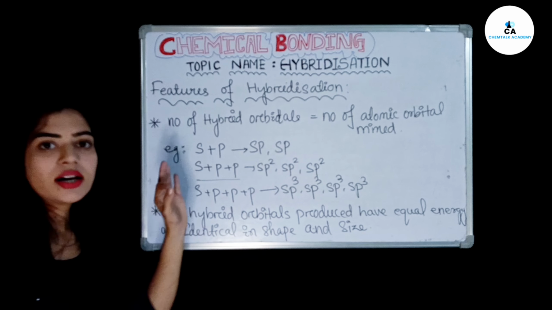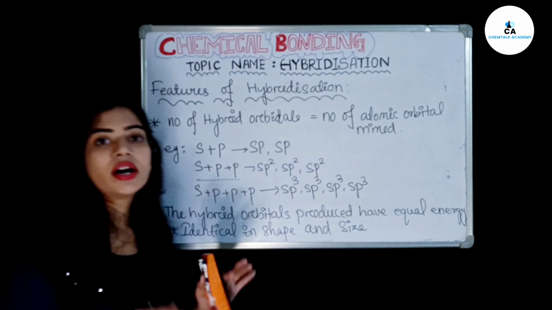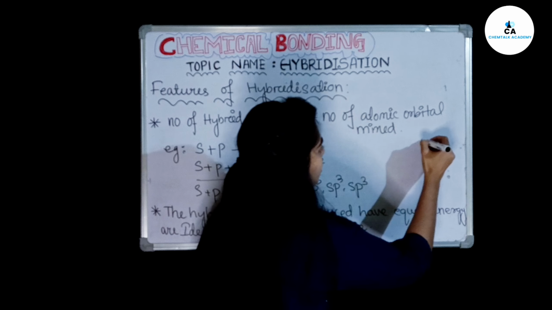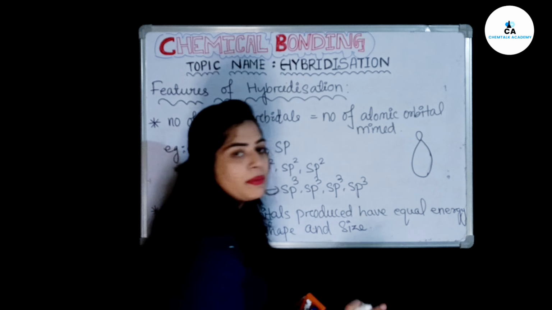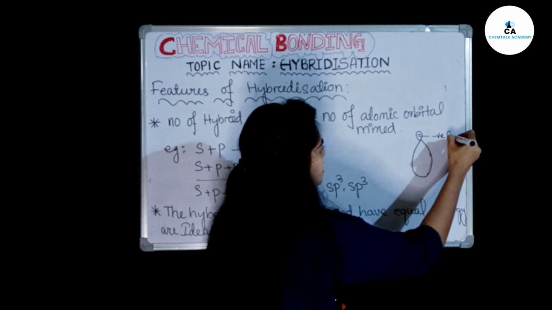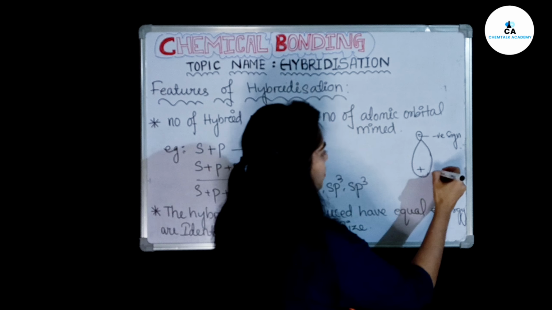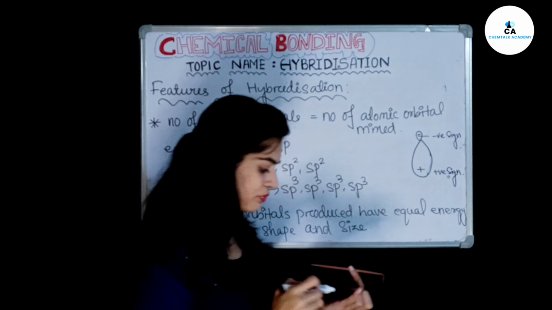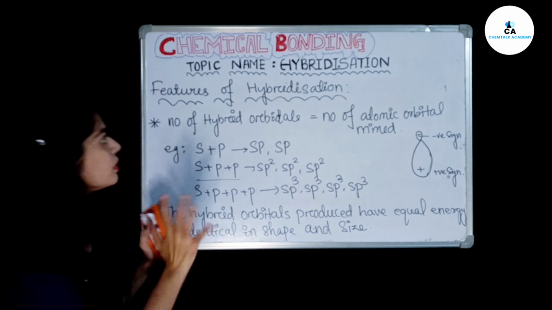Clear? So these two are features of hybridization. Similarly, another feature, as I told, is that the hybrid orbital is denoted with a smaller lobe and a larger lobe. The thing we have to remember is that the smaller lobe is always denoted by a negative sign, and the larger lobe is always represented by a positive sign. Clear? These were some basic features of hybridization.